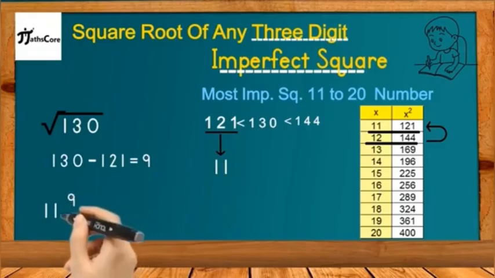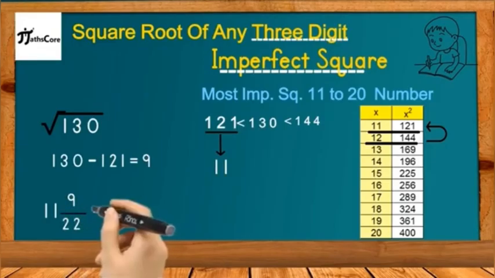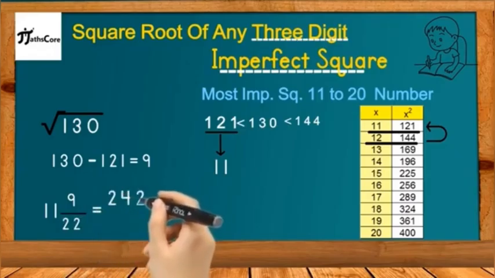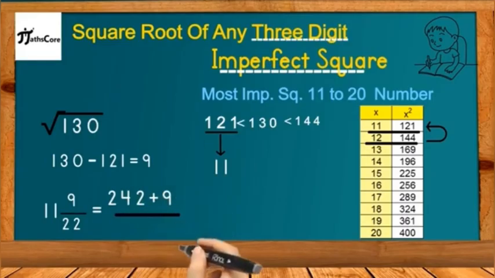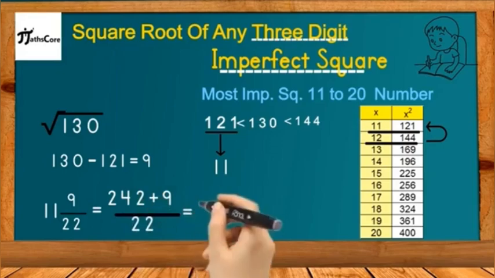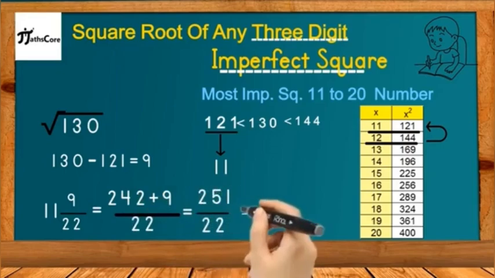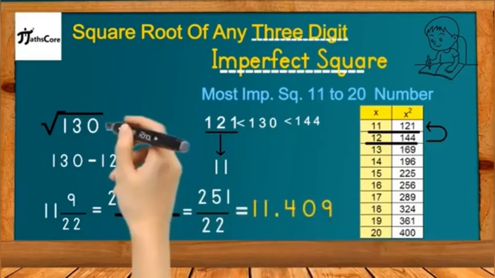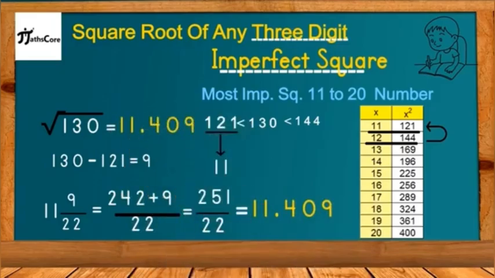Now write down 9 here and divide this by 22, which is double of 11. So if we solve this mixed fraction, then we will get 11 multiplied by 22 is equal to 242, and add this 9 to it. So 242 plus 9 is equal to 251 divided by 22. If we solve this fraction, then we will get 11.409. And this is our final answer, the square root of the 3-digit imperfect square 130.